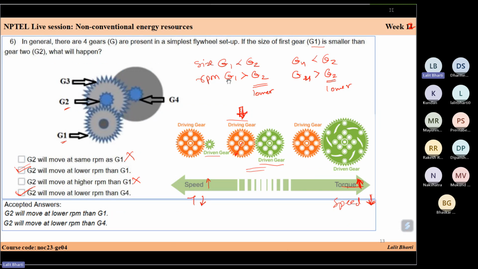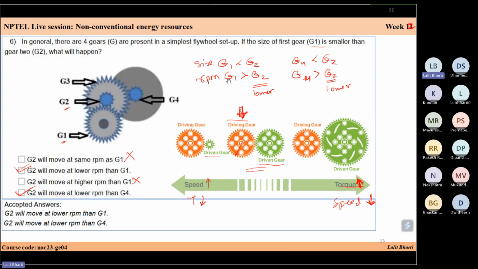So this is based on the gears. In general, there are 4 gears presented in the simplest flywheel setup. If the size of the first gear G1 is smaller than the gear 2 G2, what will happen? In the case of flywheels, your gears are also important. So what does a gear do? Basically, it can convert your torque and velocities. Sorry, it can convert the values of torque provided.